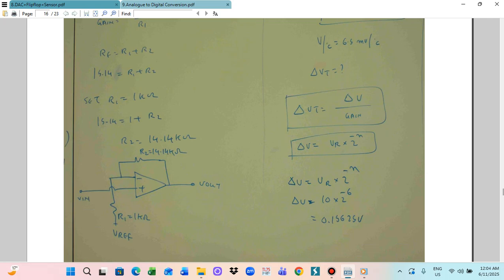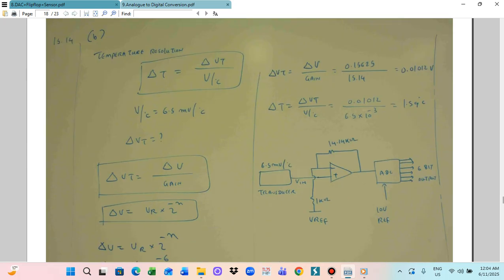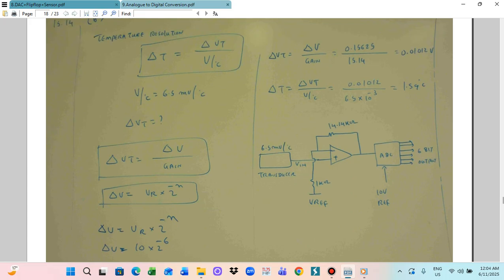After you get delta V, you can calculate delta VT. Delta VT is equal to delta V divided by K. Delta V is 0.15625, and K we already calculated as 15.14. So delta VT will be 0.01024 approximately. After you get delta VT, you can calculate delta T.